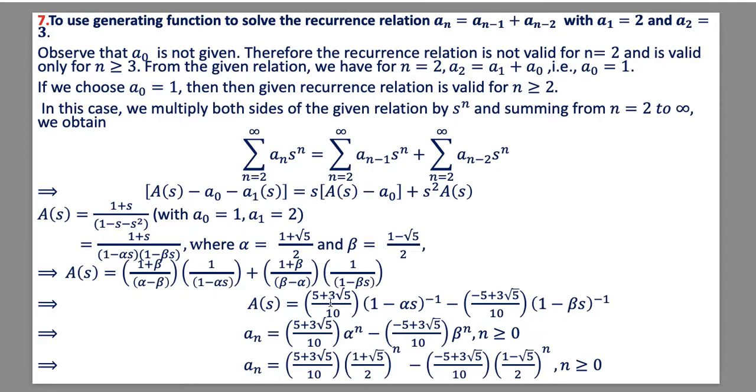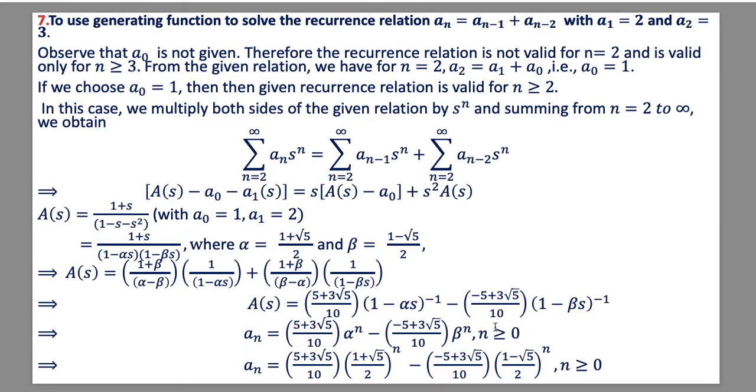So this is obtained by decomposing it into partial fractions. It means A(s) is equal to 5 plus 3 under root 5 upon 10 into 1 upon 1 minus alpha s, whole raised to power minus 1. I have substituted the values of alpha and beta. In this case, beta is 1 minus under root 5 upon 2 and alpha is 1 plus under root 5 upon 2. If you substitute the values of alpha and beta here, you will get 5 plus 3 root 5 upon 10. Similarly, in this case, 5 minus 3 under root 5 upon 10, and this is 1 minus beta s raised to power minus 1. It means the solution will be a_n equal to 5 plus 3 root 5 upon 10 alpha raised to power n and 5 minus 3 root 5 upon 10 beta raised to power n.